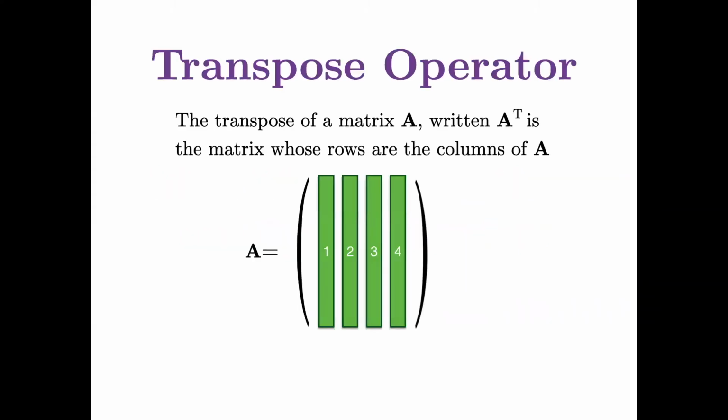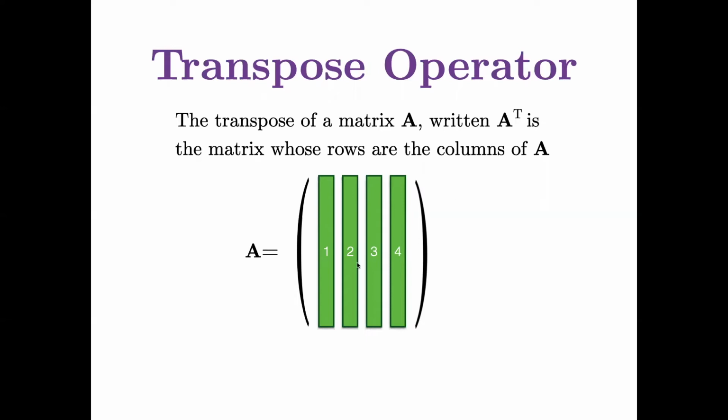We're now going to introduce some important matrix operations and special matrices that we'll need in the fall class. The first is the transpose operator. The transpose of a matrix, written A transpose, with a capital T as a superscript, is the matrix whose rows are the columns of A.